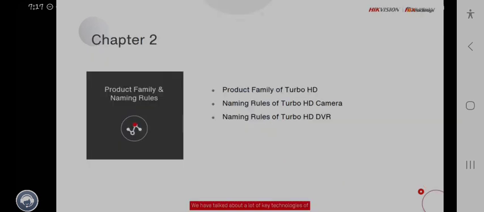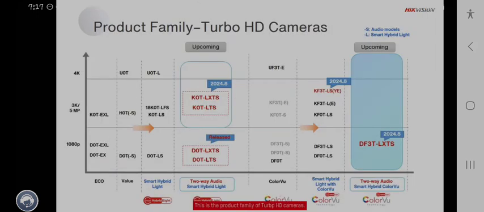We have talked about a lot of key technologies of the Turbo HD system, so now let's see the product family of Turbo HD, and learn the naming rules of products. This is the product family of Turbo HD cameras. The main products promoted are Smart Hybrid Light products, including Smart Hybrid Light and Smart Hybrid Light with ColorView. This year, regular Smart Hybrid Light and Smart Hybrid Light with ColorView two-way audio models will be launched, supporting two-way audio, strobe light and audio alarm.